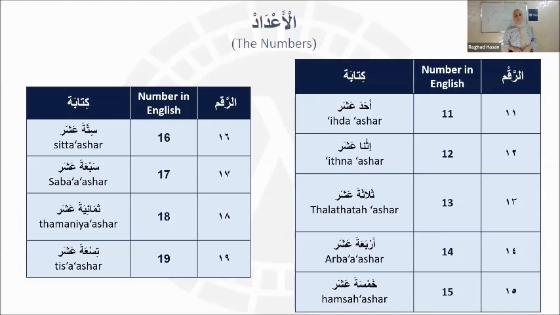ثلاثة عشر، أربعة عشر، خمسة عشر، ستة عشر، سبعة عشر، ثمانية عشر and تسعة عشر. Okay.